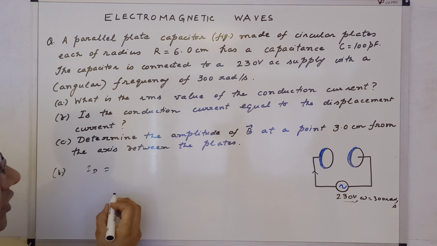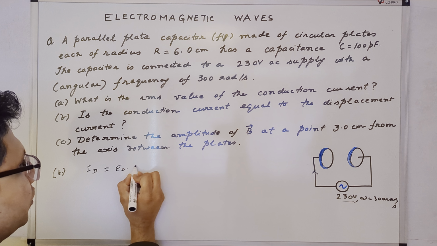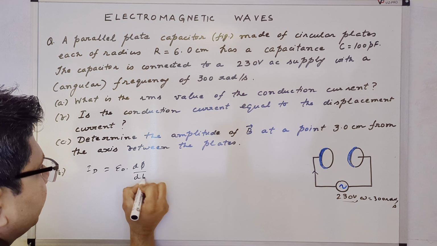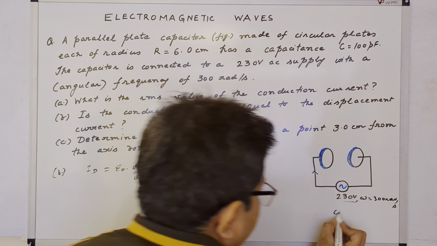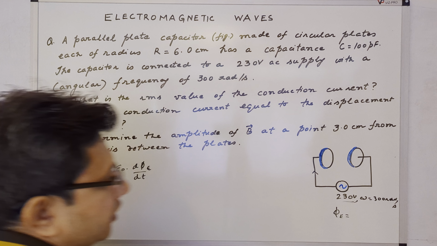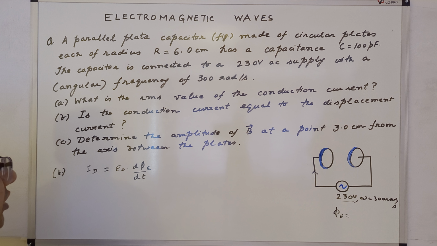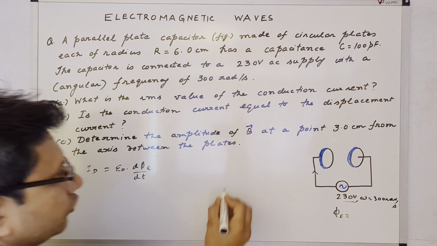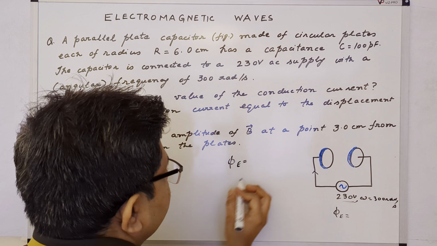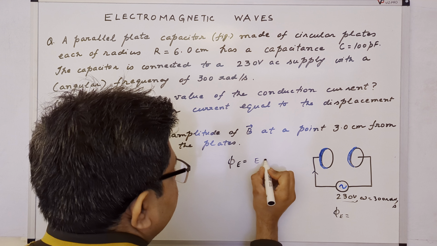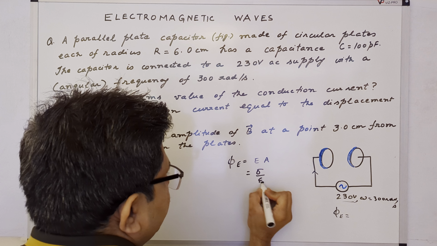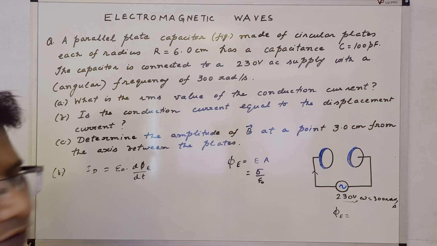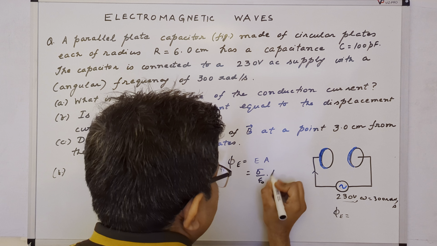So I_D, which is the displacement current, is given by the formula epsilon naught d phi_e by dt. Now phi_e is the electric flux. So the displacement current is equal to epsilon naught into the rate of change of electric flux. Now we know that the electric flux is given by phi equal to EA, and we also know that E is equal to sigma upon epsilon naught, where sigma is the surface charge density. So sigma upon epsilon naught into A.